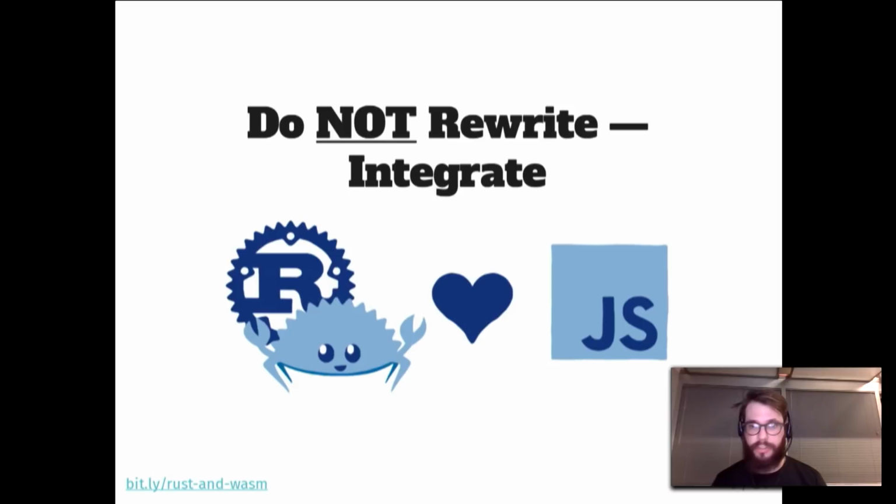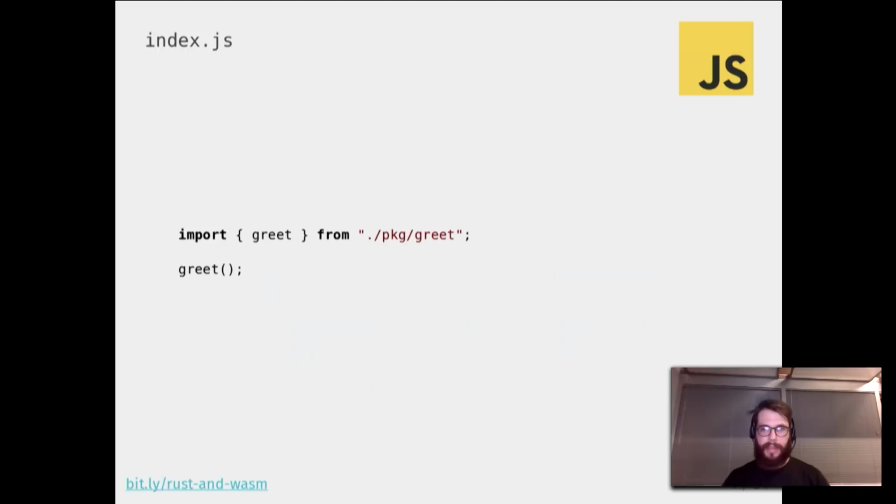So, starting backwards, say I'm a JavaScript developer, and I want to use some module that was written in Rust and WebAssembly. Well, how do I want to use it? I want to just import a function from a module. And that's exactly what we do. We can generate ES modules by default. We also do CommonJS and all the other stuff. And so if you look at this, you would probably assume that the greet function is actually written in JavaScript, even though, spoiler alert, it's Rust and WebAssembly.